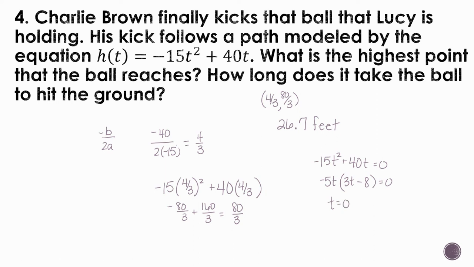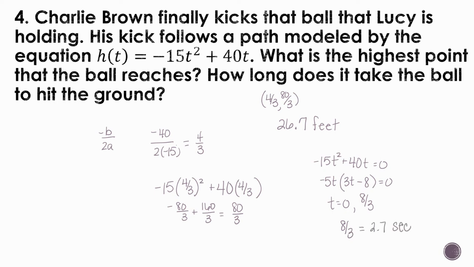And then we're going to solve this other one. So if 3t minus 8 equals 0, then t equals 8/3. Now, which one makes more sense? Obviously, we know the ball starts at 0 because it starts on the ground where he's kicking it, okay? That doesn't answer the question, how long does it take to hit the ground? So the valid answer here would be 8/3, or what is that, 2.7?